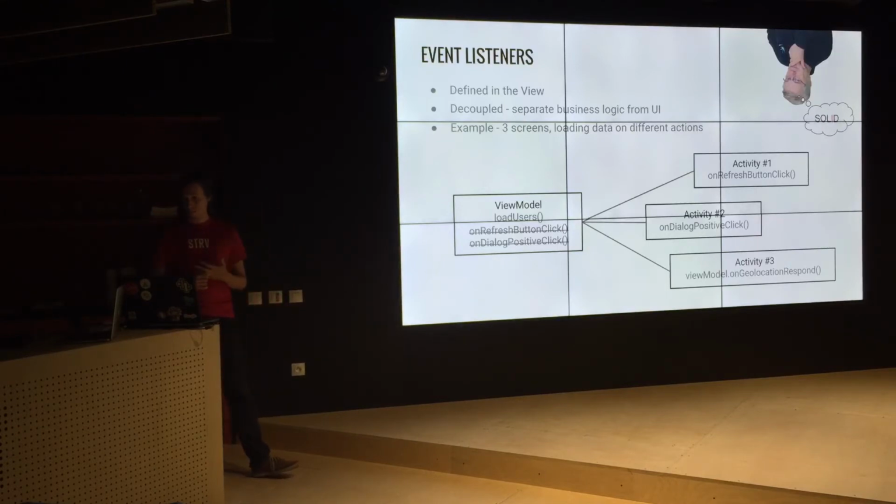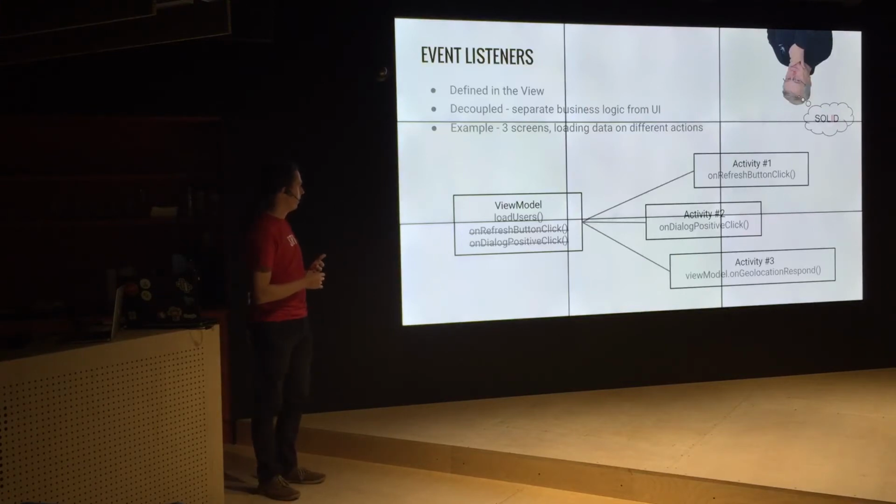And I would like to show you an example. Imagine we have an application. We have 3 screens and we are loading data on different actions, and we will use the same view model for those 3 activities. Activity 1 will load data when I click on a button. Activity 2 will load data when I confirm some dialog, and activity 3 will load data when some geolocation callback will respond.